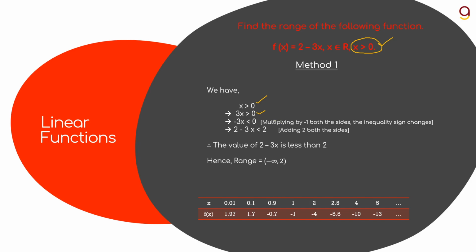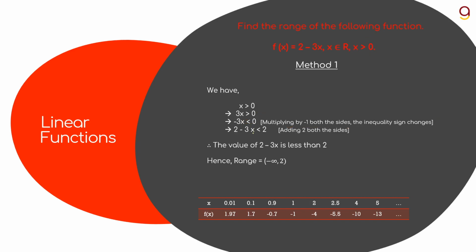Always remember, when there is an inequality sign and we multiply by a minus sign, what happens? The inequality sign changes. A very important point: multiplying by a minus sign on both the sides, the inequality sign changes. Please do remember this. So on multiplying by minus 1, the inequality sign changes here. Now we have minus 3x is less than 0.